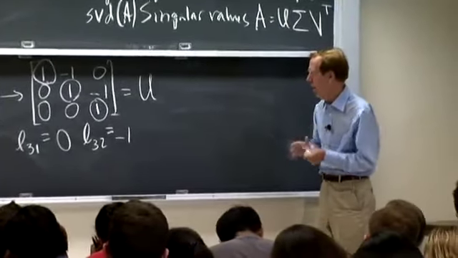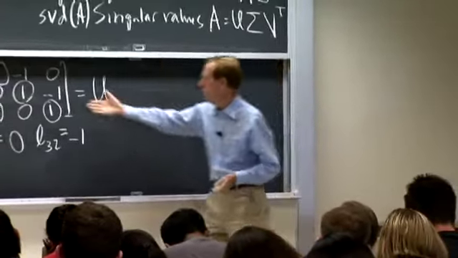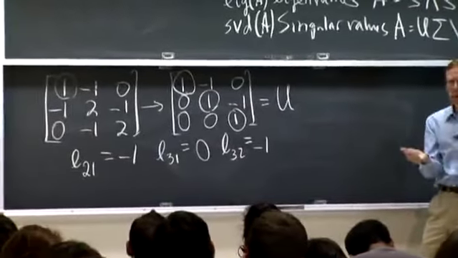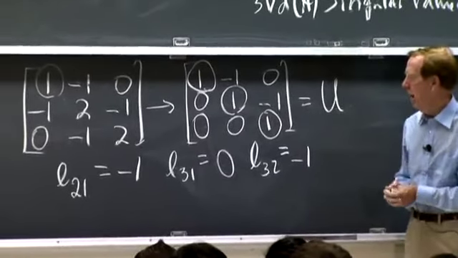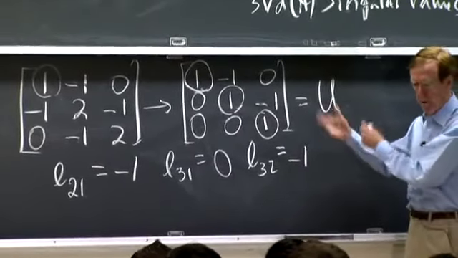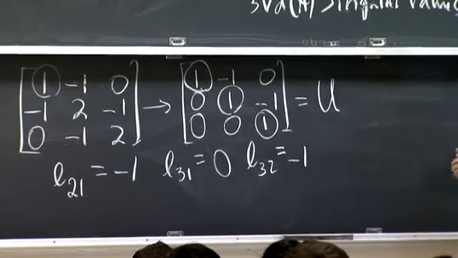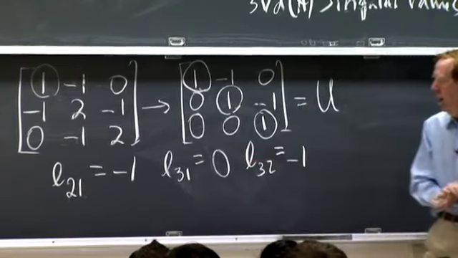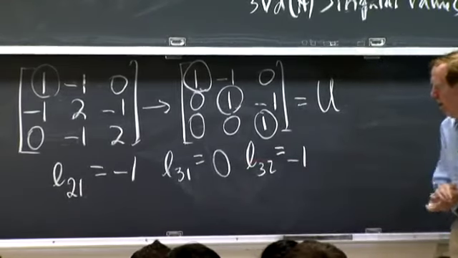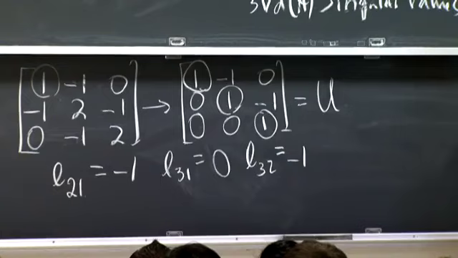Yeah. Okay, now what, this is my U. So that's the goal of elimination, get it upper triangular. And the reason is you can solve upper triangular systems really fast. These multipliers, L21 and so on, they go into the L matrix.